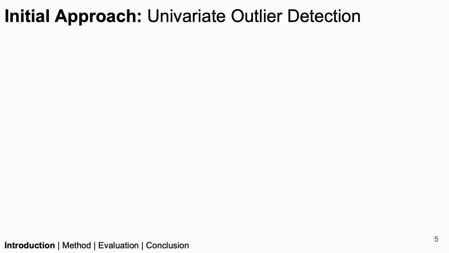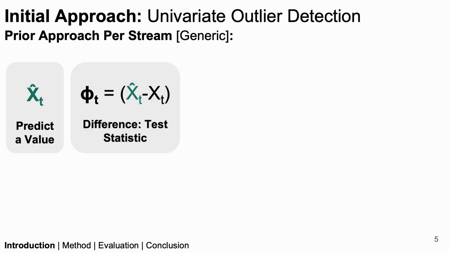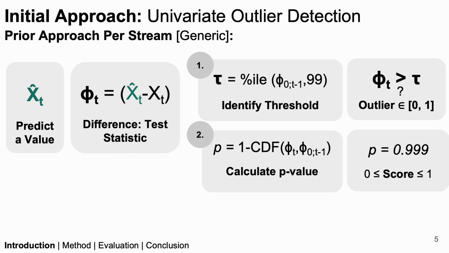Now, to help experts identify outliers in this large volume of data, an initial approach was to use univariate outlier detection, where we applied this method per stream. First, we predict a value, then we calculate a difference between the observed and the predicted value, which we call a test statistic. And then we can either use the historical test statistic distribution, a 99th percentile, for example, to identify a threshold and see if the test statistic is greater than that threshold, or we can use this historical test statistic distribution to calculate a p-value. And then you have a value between 0 and 1 that you can use to rank outliers.